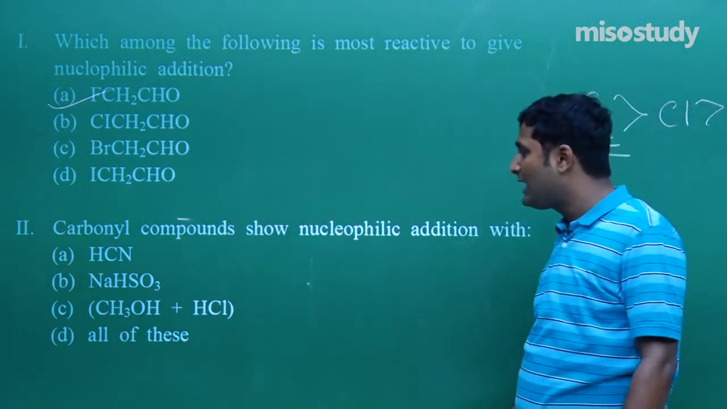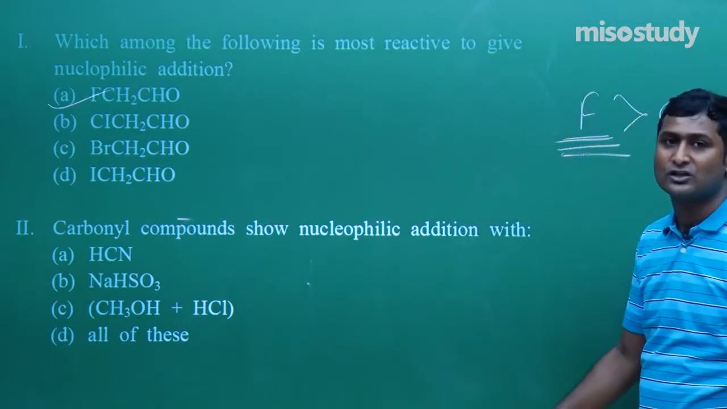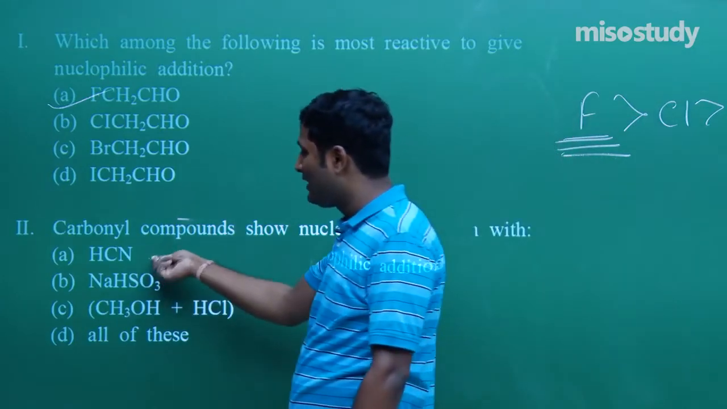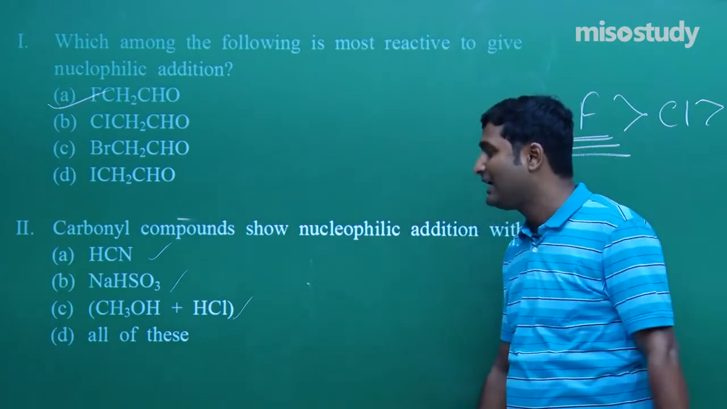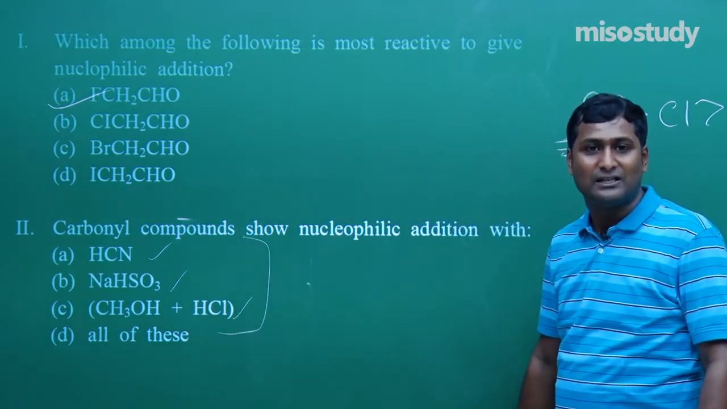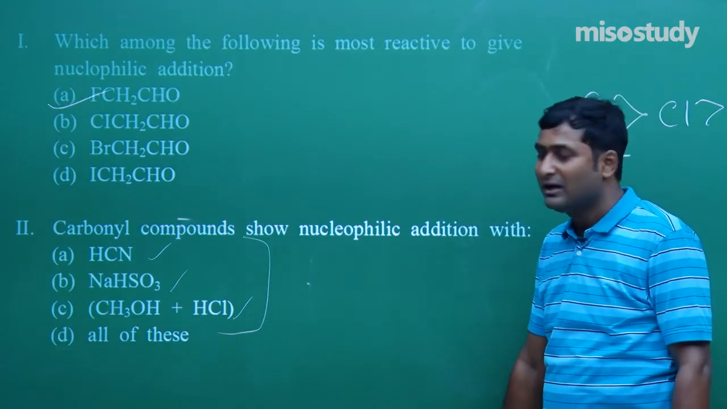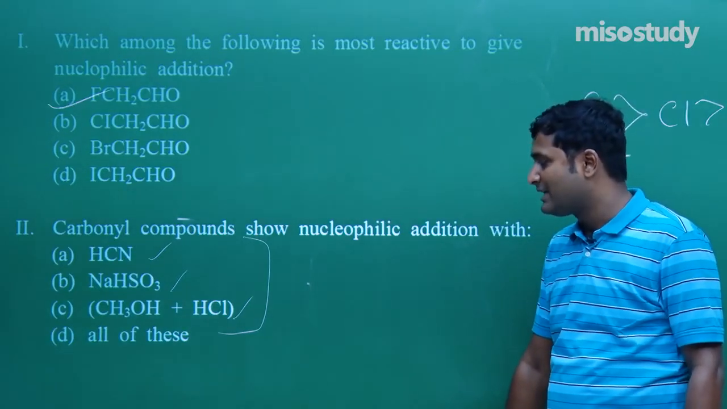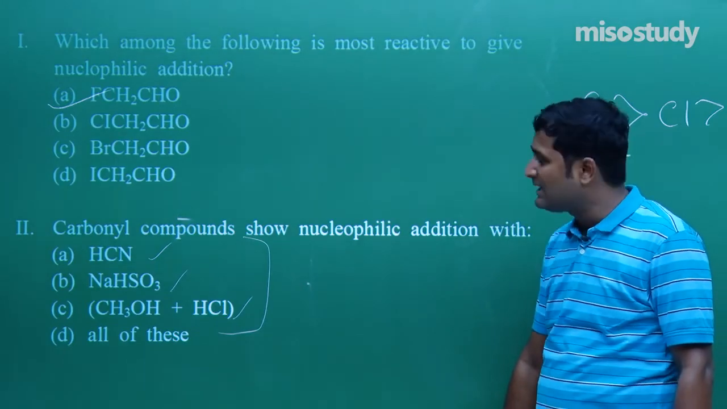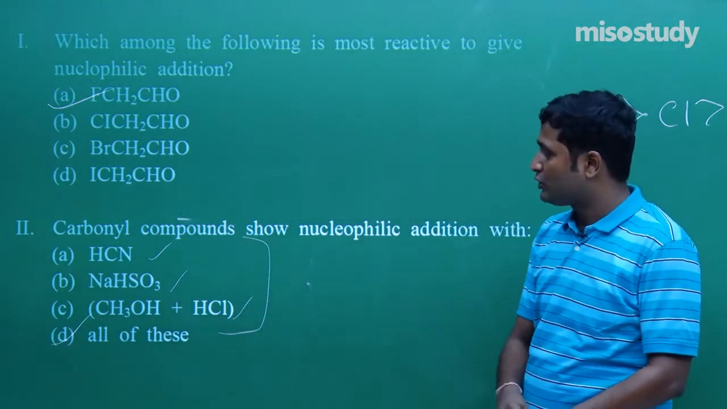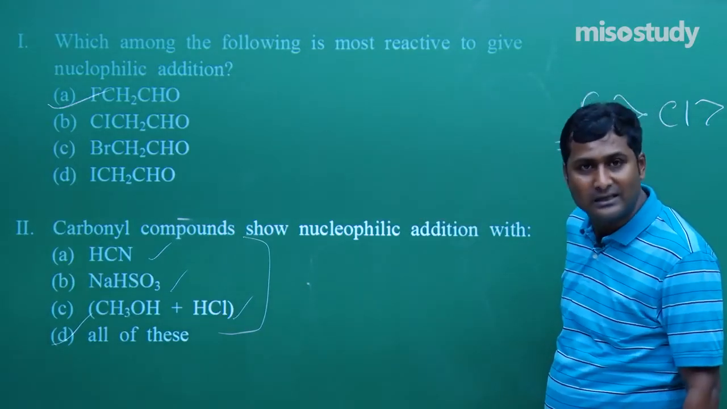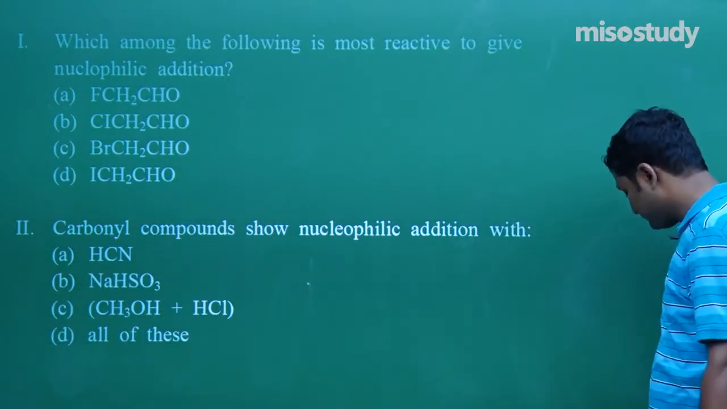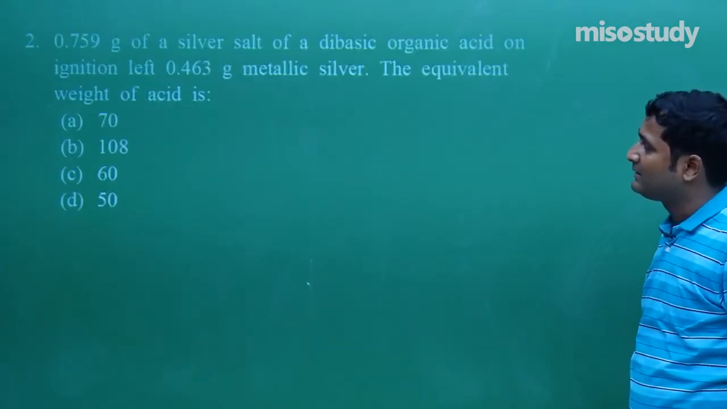Now the next one: carbonyl compounds show nucleophilic addition reactions. We know HCN, cyanohydrin formation, NaHSO3, and CH3OH plus HCl, all undergo nucleophilic addition reaction. These are the main chemical properties related to carbonyl compounds: HCN, NaHSO3, then CH3OH plus HCl. So we can say all are correct. So for question number 2, the answer is all of these. Clear? Now I'm going to rub this part and we'll revise the things again. Wait for a moment. Now let's move to the next segment, that is question number 1.